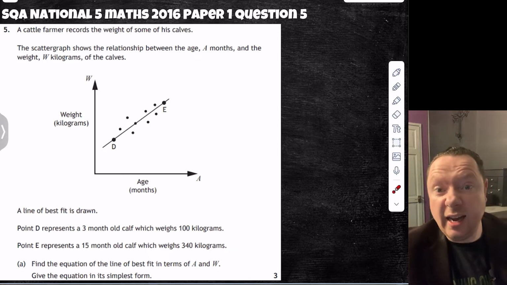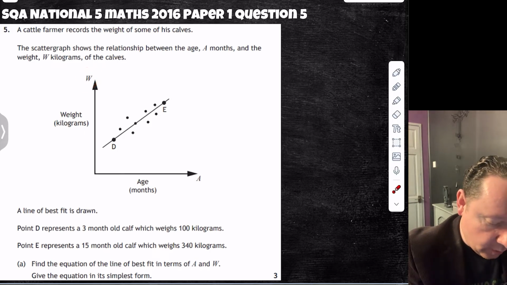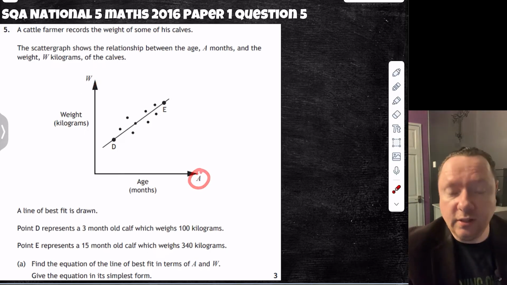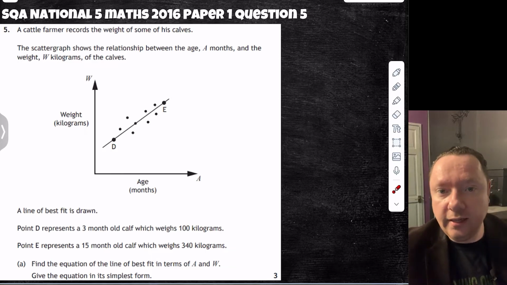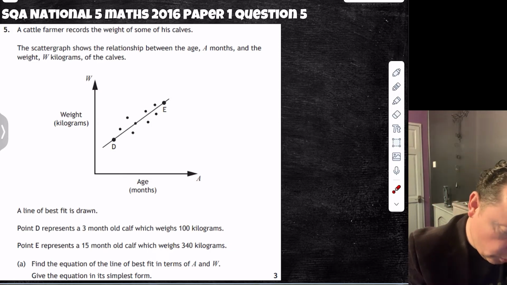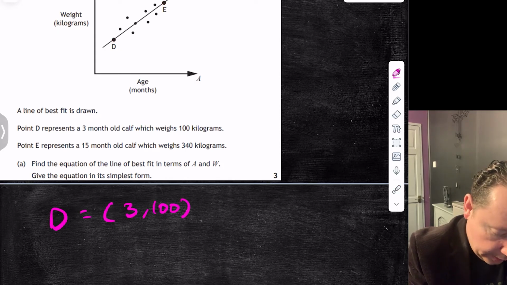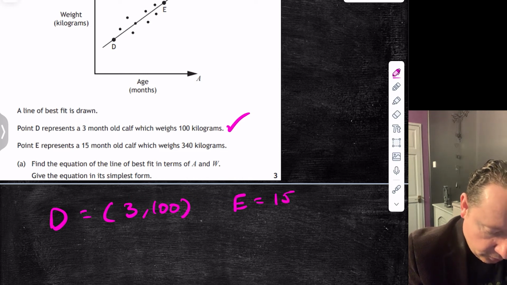So this is straight line in context, where all we've done is change that Y to W and X to A. So it's still the same idea. We need to find 2 points to find the gradient. Then use Y equals mx plus C, or Y minus B is m(x minus A). I use the second one usually. So there's my point D, there, and E. So let's write down the 2 points to start with. D is (3, 100). It tells me here. E is (15, 340). That tells me there.